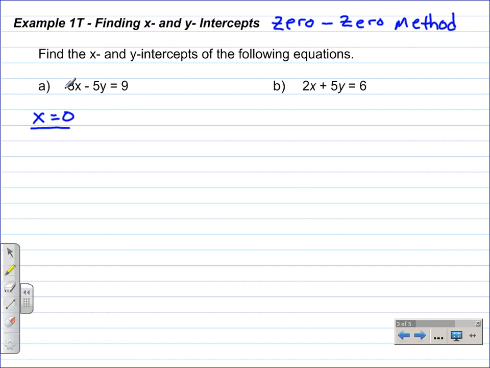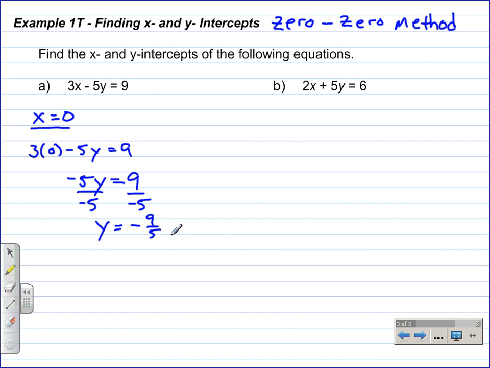So we take the original equation, 3x minus 5y is equal to 9, and we substitute 0 in for x. That gives 3 times 0 minus 5y equal to 9. This term becomes 0 because 3 times 0 is 0, and 0 take away 5y is negative 5y. So on the left of the equation, after we simplify, we have negative 5y. We bring down the rest of the equation, that equals 9. Next, we divide each side by negative 5. And we get y is equal to the fraction negative 9/5. So that's finding the y-intercept.